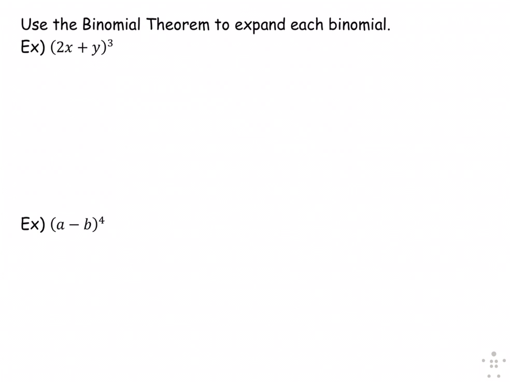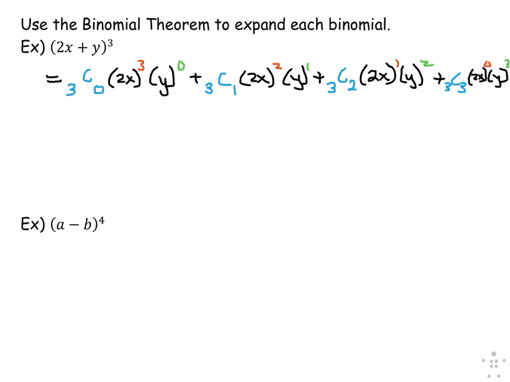To put this new connection into practice, we will use the binomial theorem to expand each binomial. The binomial theorem gives the following expansion of 2x plus y raised to the third power. Notice that the coefficients in blue are now replacing how we would use Pascal's triangle. And since the power of the binomial is 3, that's the n value of the combination.